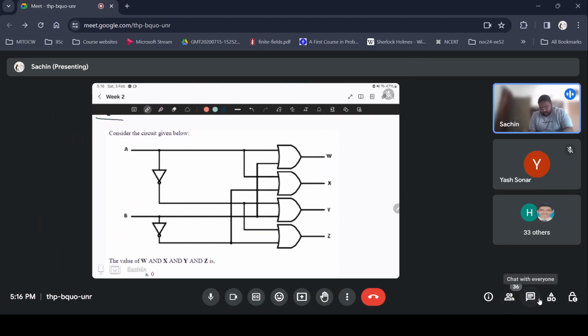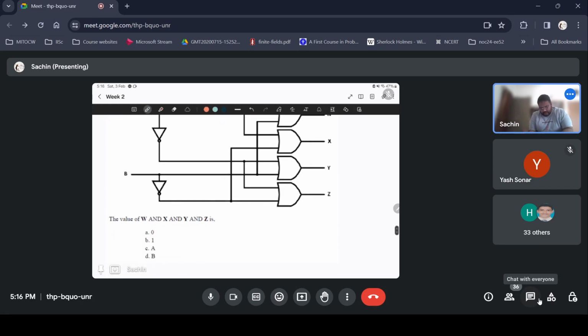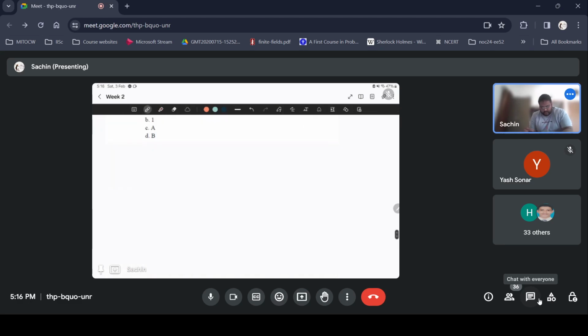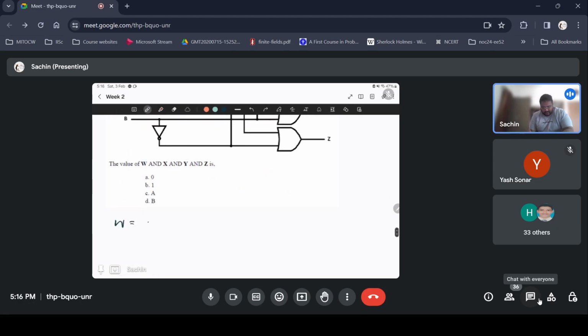Consider the circuit given below. The value of W and X and Y and Z. So first we have to write down what W, X, Y, Z are. W is, A is one input, the other input is B, and it's fed to an OR gate. So it's A or B.